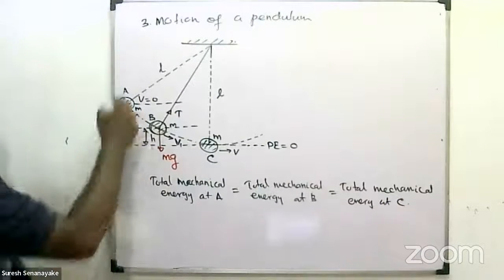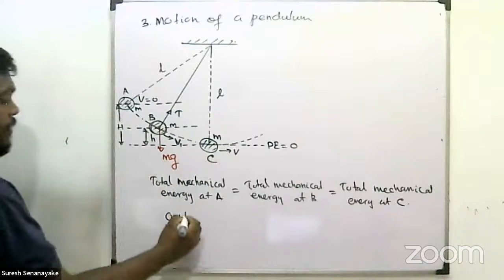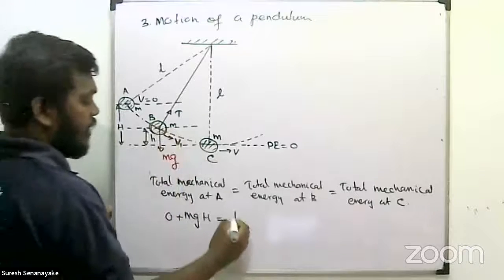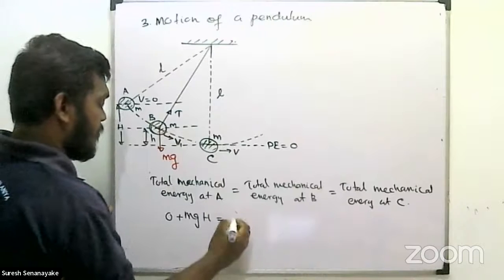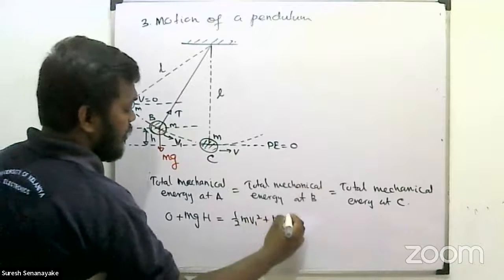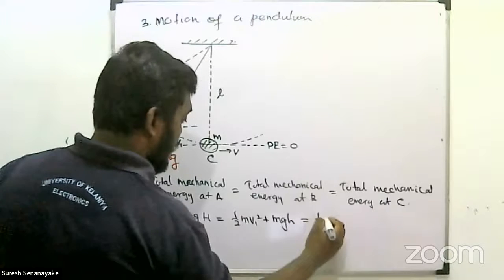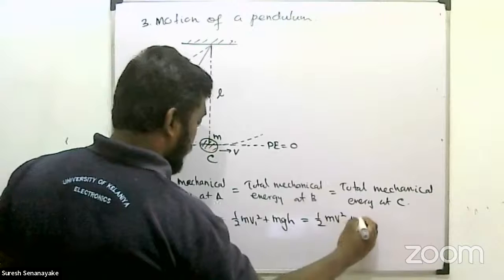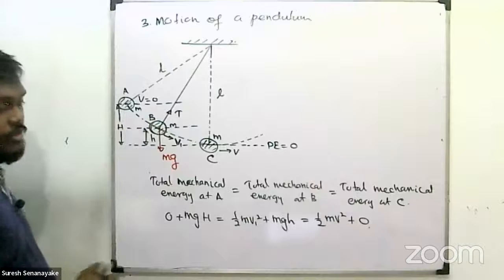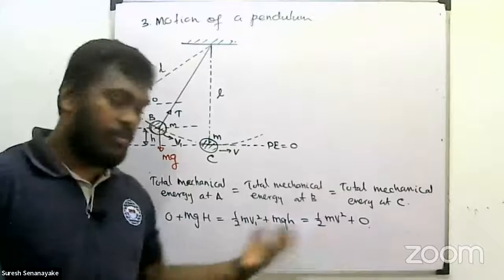The total mechanical energy at A: kinetic energy is 0, and potential energy with respect to this point is mgH. At B, kinetic energy is half m v1 square, and potential energy is mgh, which equals half mv square plus mg. Sorry, it is 0 because its potential is 0 level. So you can write the equation in this way, and then by equating you can find the unknown.